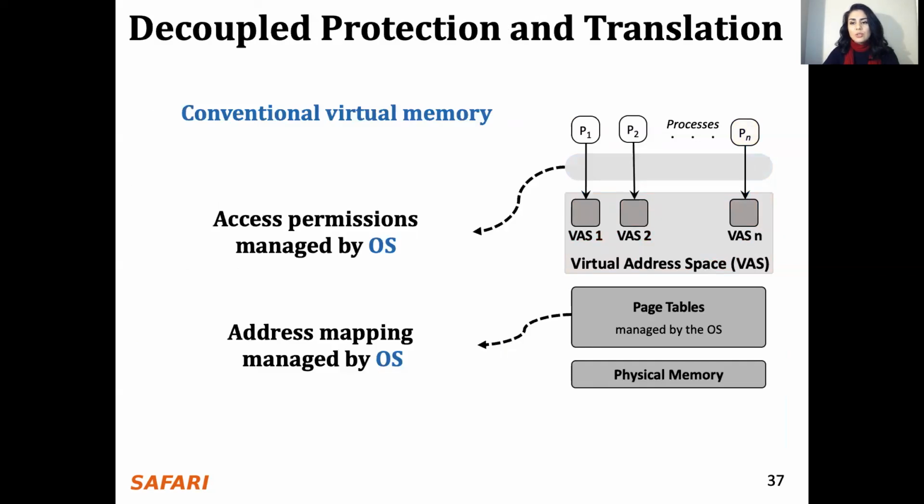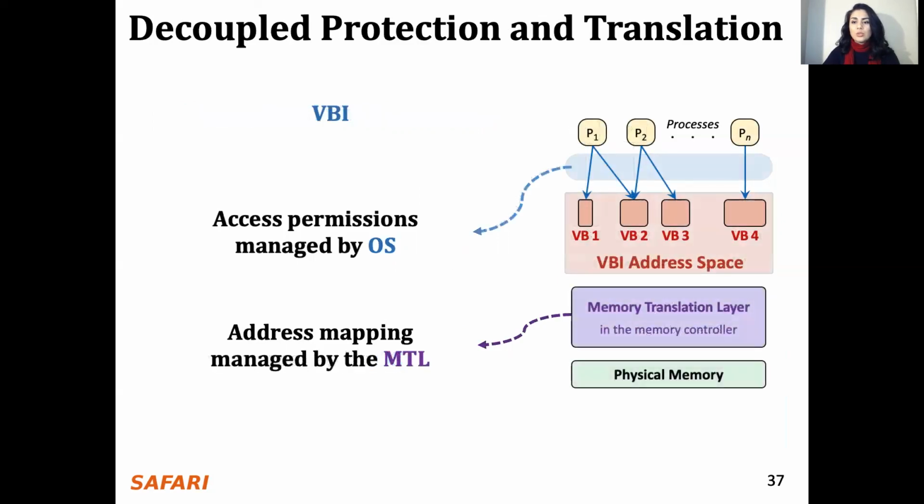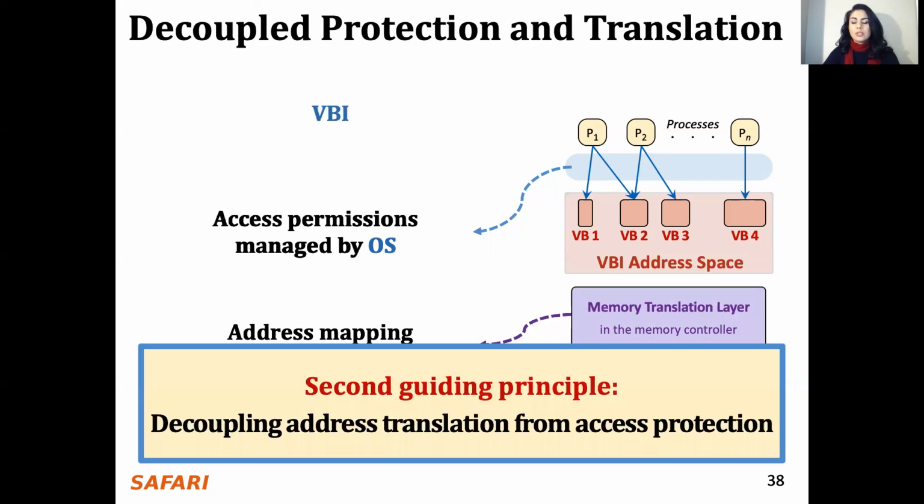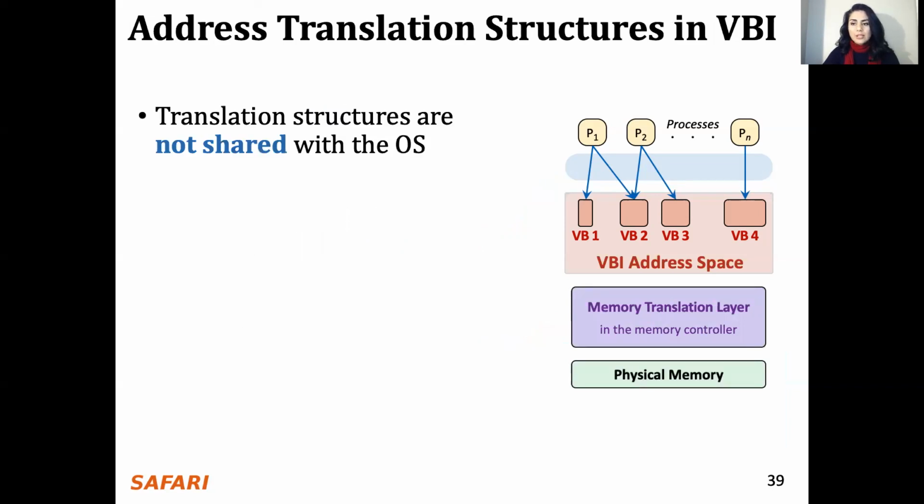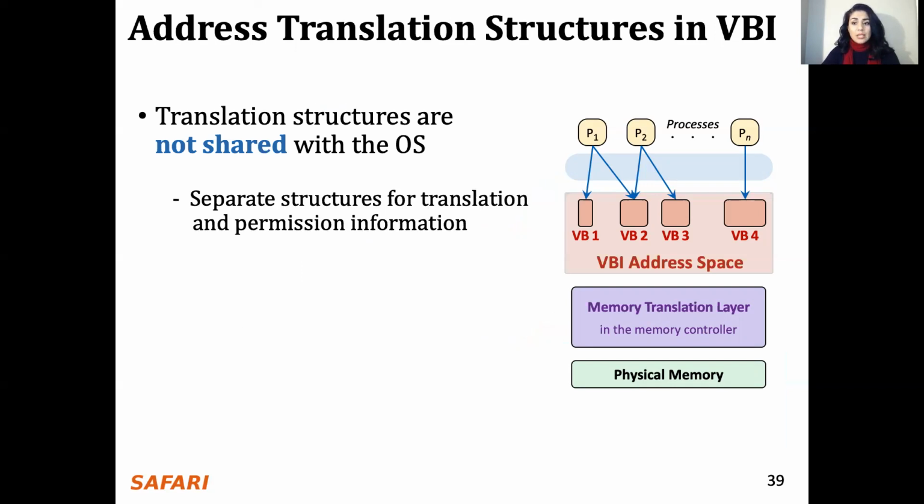Furthermore, in contrast to the conventional design, where the OS manages both the access permissions and the address mapping, VBI decouples the two by delegating the address mapping to the MTL, while allowing the OS to retain full control over managing the access permissions, which addresses our second guiding principle. Decoupling address translation and access protection allows VBI to relax the constraint of sharing address translation structures with the OS, which exists in the conventional frameworks. VBI can maintain address translation information in separate structures than access permission information. This provides VBI with the flexibility to employ different types of address translation structures customized to the application's memory needs.